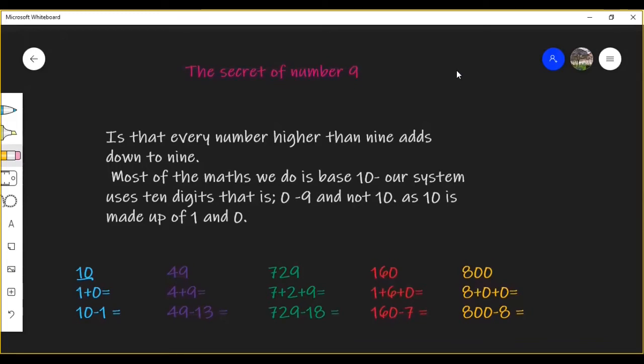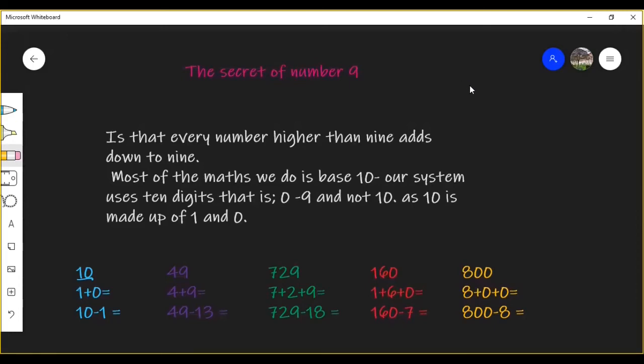We are going to talk about the secret power of number 9. Now, did you know that every number higher than 9 adds down to 9? Most of the maths that we do is base 10. Our system uses 10 digits, that is 0 to 9, and not actually 1 to 10, as 10 is actually made up of 1 and 0.